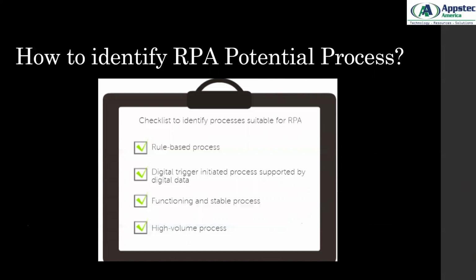Okay, so now let's say, what are the thumb rules or the identification process of an RPA potential analysis? The first thing is any process that is rule-based. Eventually, when you are working in a process functionally, your process will always be rule-based.